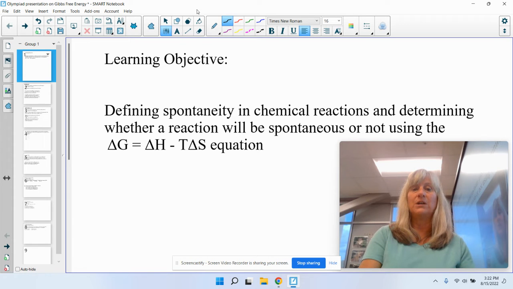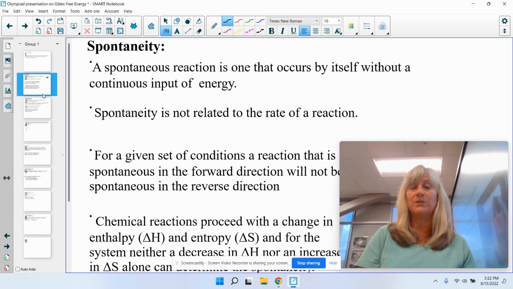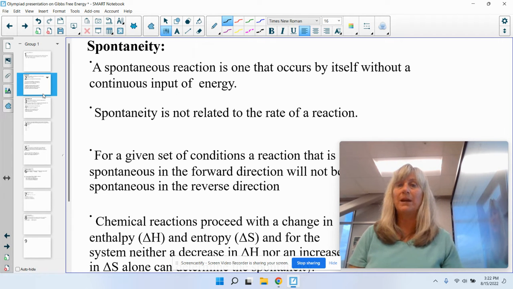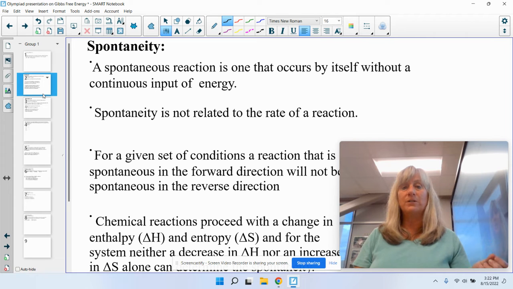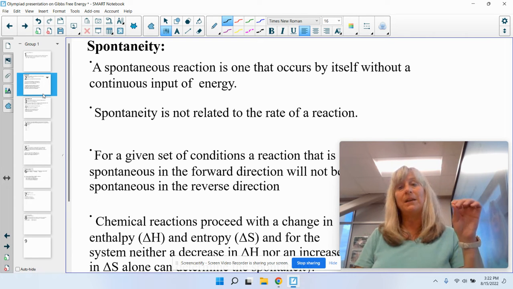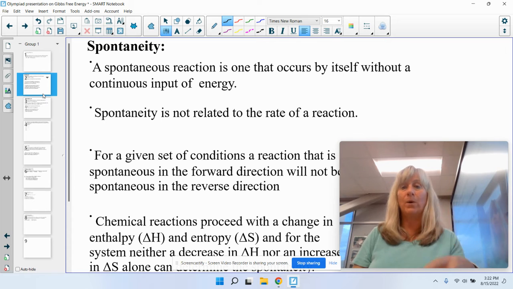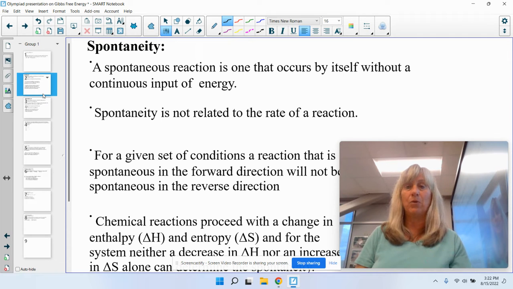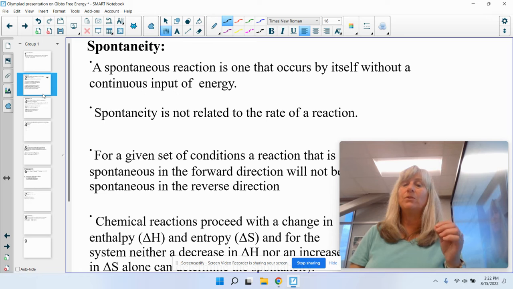Okay, so first, just spontaneity in general, when it refers to a chemical reaction, whether it's spontaneous or not. That means a reaction that will occur all by itself without a continuous input of energy. So most combustion reactions are spontaneous. Now, they might need a spark to get them started, but once they're going, you don't have to put in any more energy. So you could still need a spark, and that would still be considered spontaneous as long as you don't have to keep putting energy in to make the reaction occur.